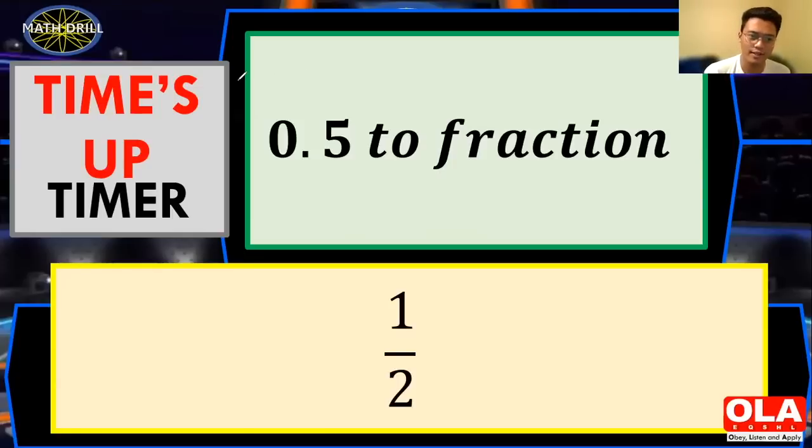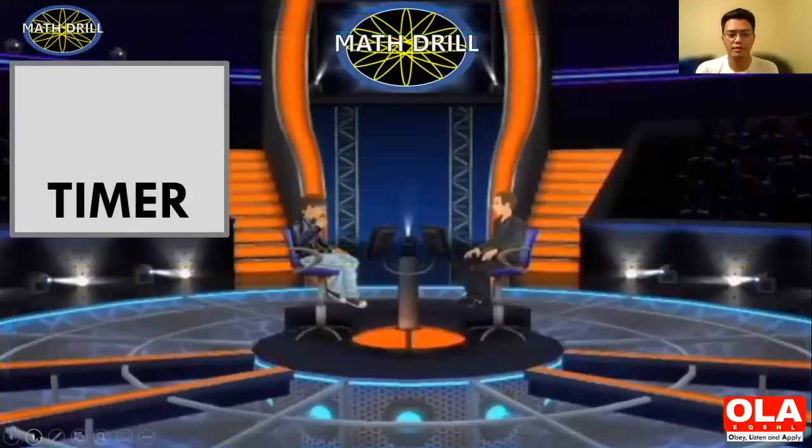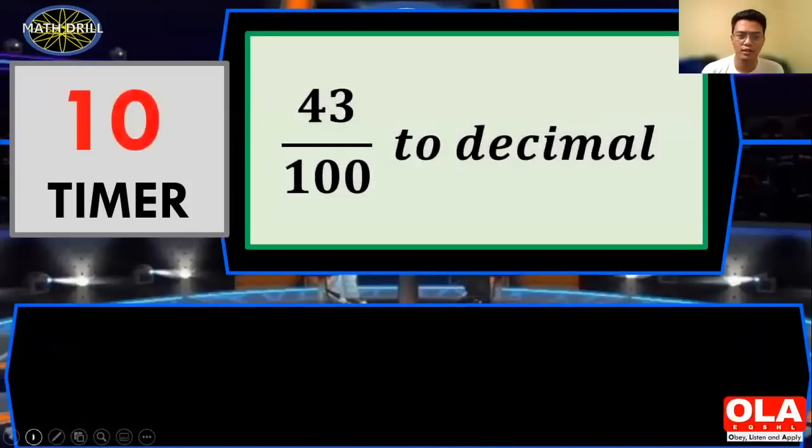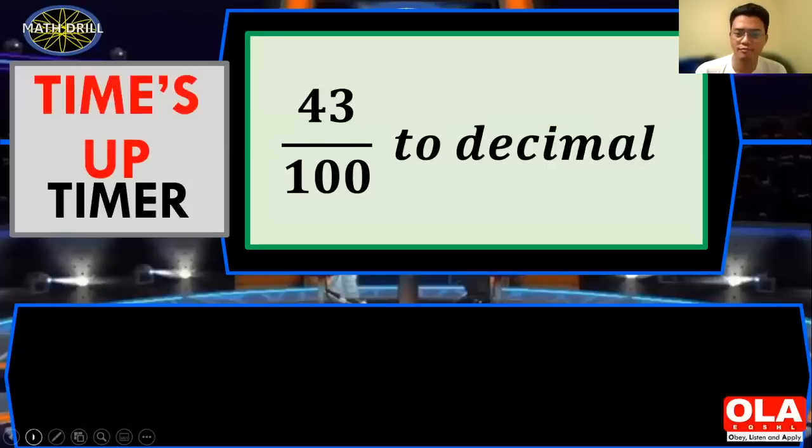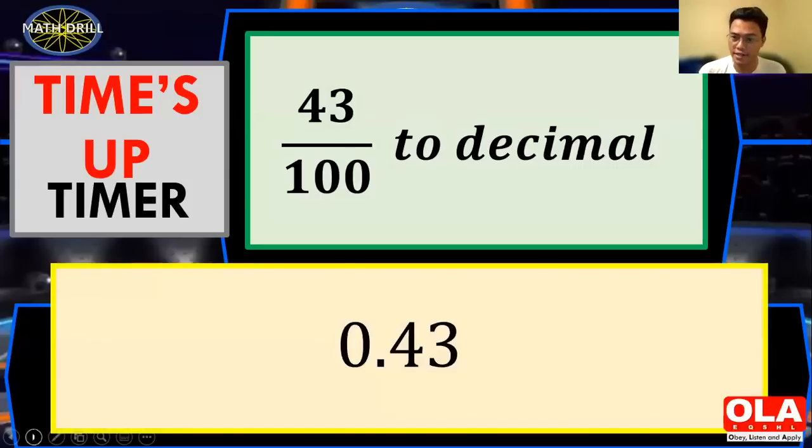Okay. Ready for the next one. Convert 43/100 to decimal. Okay, let's see. 43/100 to decimal is 0.43. Okay, just look at the denominator. It says here hundreds, and you have hundreds. The last place value in a decimal must be in hundreds as well. So this is tens, this is hundreds. So if you would like to write it in decimal, then you'll have 0.43. Okay, so that's our third drill.